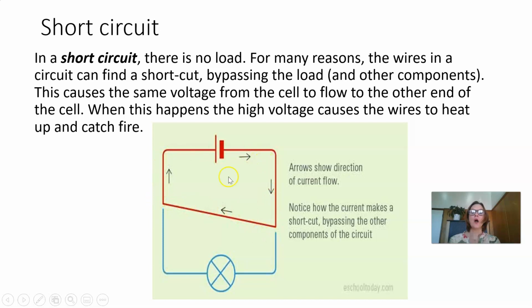When this happens, the high voltage causes the wires to heat up and they actually can catch fire. So here's the action, the arrow showing the actual direction of the current flow, and notice how the current makes a shortcut bypassing the other components of the circuit. And that is a short circuit.